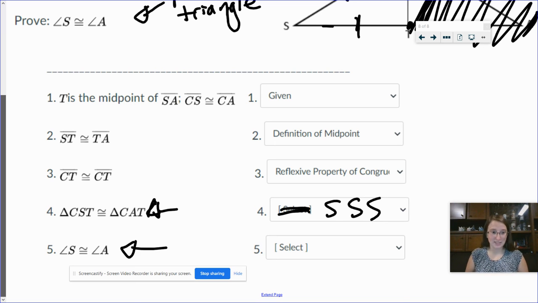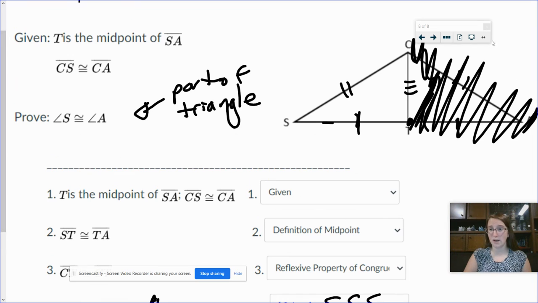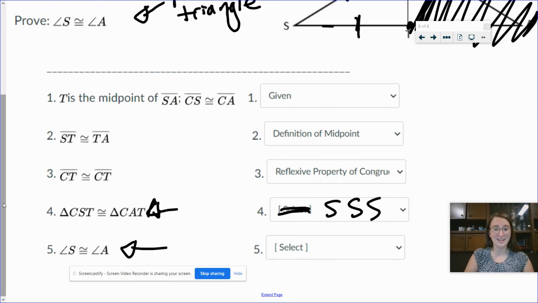Now, our last statement is going to be, because these triangles are congruent, therefore, I can say these angles are congruent. Even though it's not marked on the picture, if these two triangles are congruent, I know these angles are congruent because of CPCTC. If I have congruent triangles, then their corresponding parts are also congruent. That's what CPCTC says. Corresponding parts, S and A, correspond to each other. A is out over here. They are congruent because I have shown that these triangles are congruent by SSS.